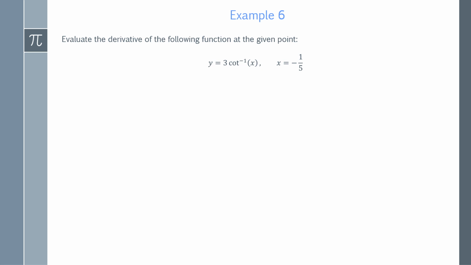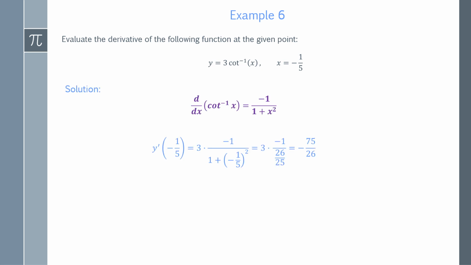Okay, here's our last example for today's lecture. Here we would like to evaluate the derivative of the given function at the given point. And our function is 3 cotangent inverse of x, and x is equal to -1/5. Pretty straightforward. We just need to apply the formula carefully and then evaluate our expression. So let's take a look at the solution here.